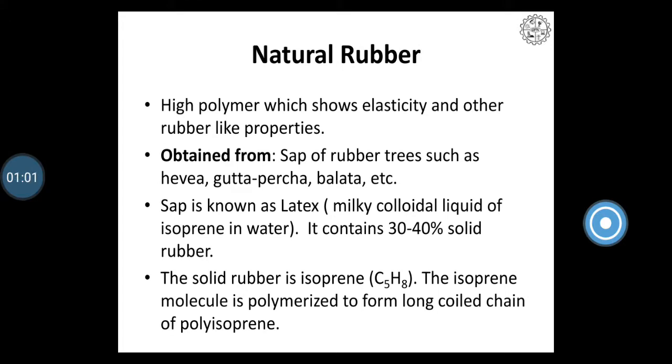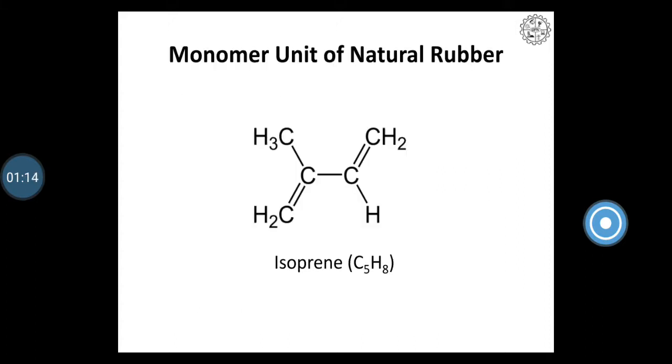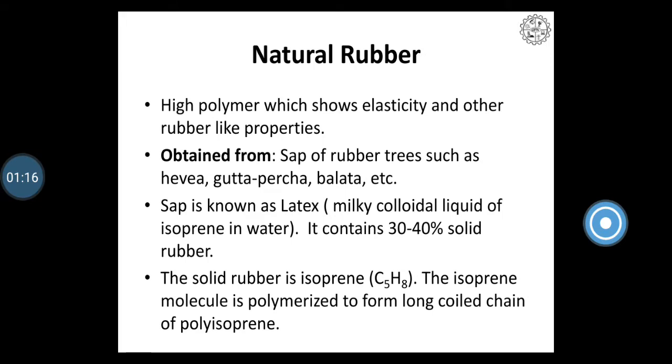Natural rubber: high polymers which show elasticity and other rubber-like properties. These are obtained from the sap of rubber trees such as Hevea, Gutapercha, Ballata, etc. The sap is known as latex. This is the milky colloidal liquid of isoprene in water. It contains 30 to 40% solid rubber. The solid rubber is isoprene. The isoprene molecule is polymerized to form long coiled chains of polyisoprene.